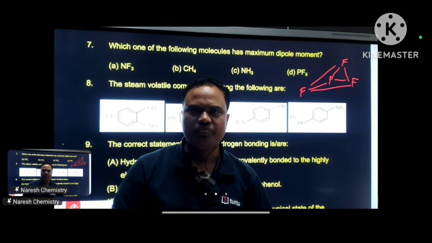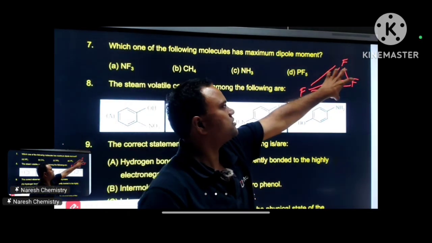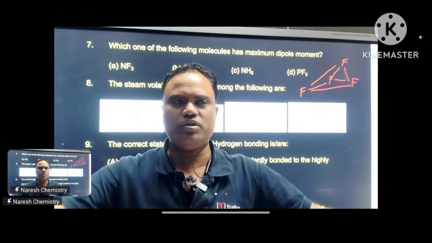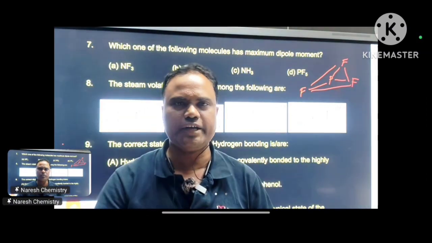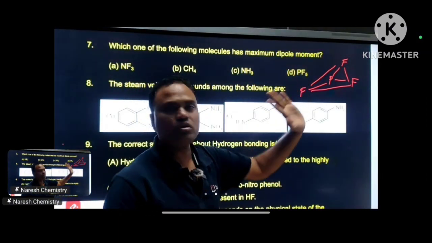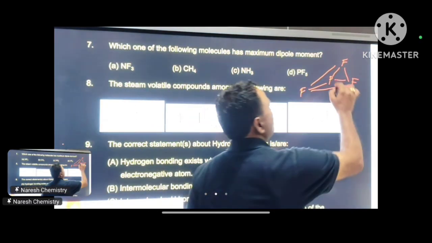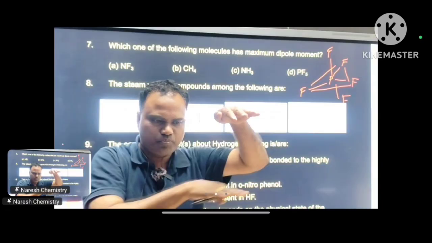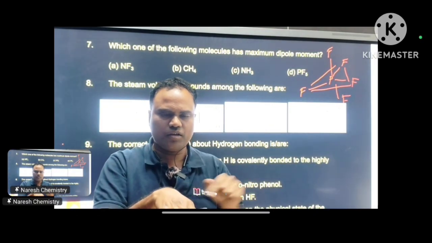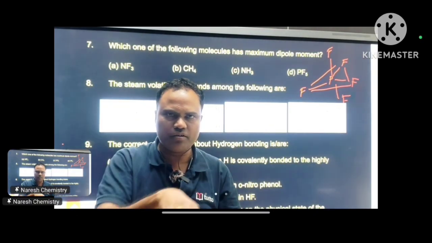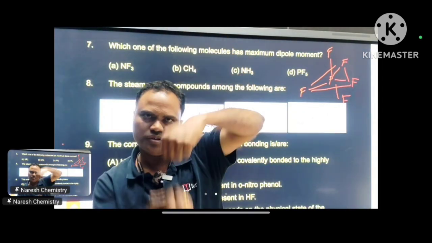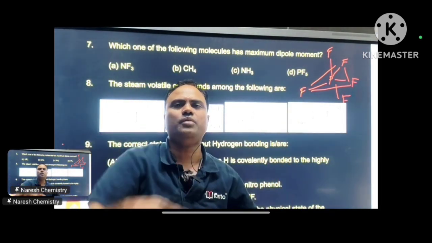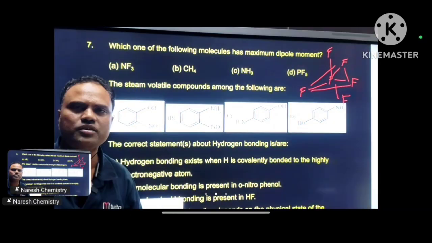Dipole moment in this structure is zero, right? Because phosphorus is in the middle, the three fluorines are acting in opposite directions, so net dipole moment is zero. And two more fluorines are there, one in the above direction and one in the below direction. So three fluorines and one phosphorus are on the plane, and two fluorines are opposite. Opposite moments, so dipole moment is zero. In the trigonal plane also dipole moment is zero. So PCl5 is having zero dipole moment.